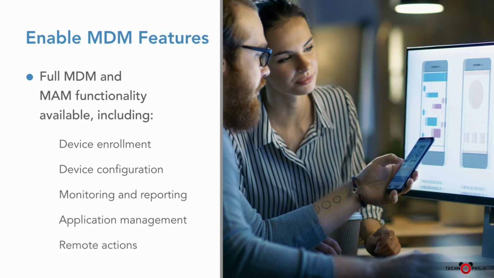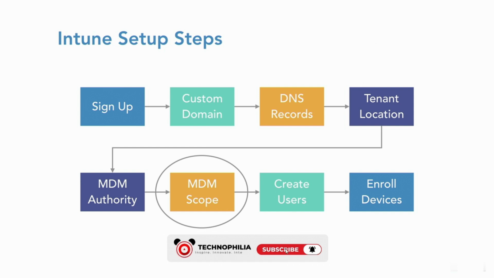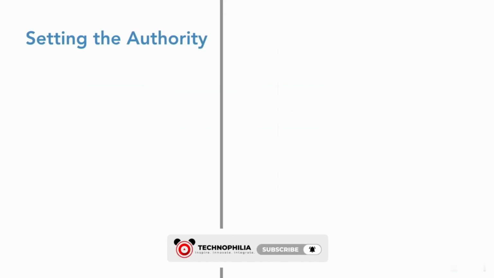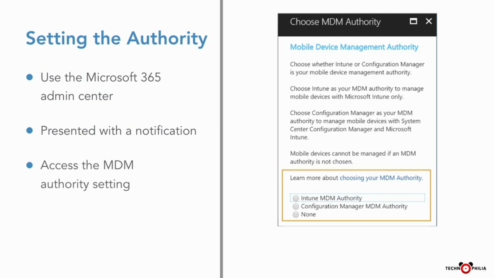There are several setup steps for configuring Intune, and unless the MDM authority is set to Intune, devices cannot be enrolled into Intune. This also means that devices cannot be managed by Intune, and you'll not be able to use Intune's MDM or MAM features. If you've not already set the authority to Intune, then when you first log in to the Microsoft Endpoint Manager Admin Center or the Intune Admin Center within Microsoft Azure, you'll be presented with a notification showing that the MDM authority has not yet been set. This is a one-time operation, and you'll need to click on the notification as shown on screen, which allows you to choose the MDM authority setting.